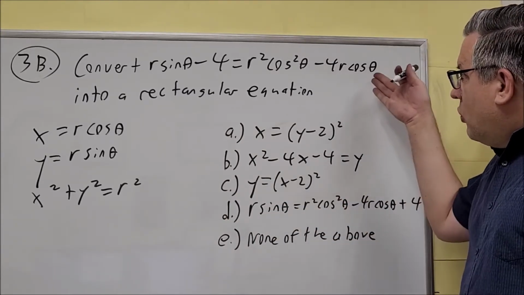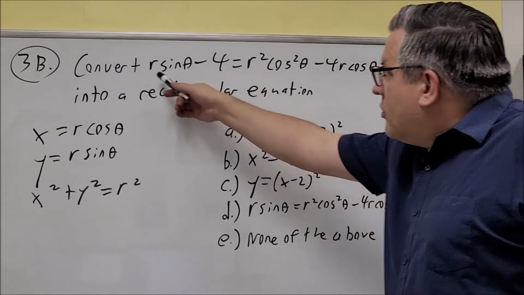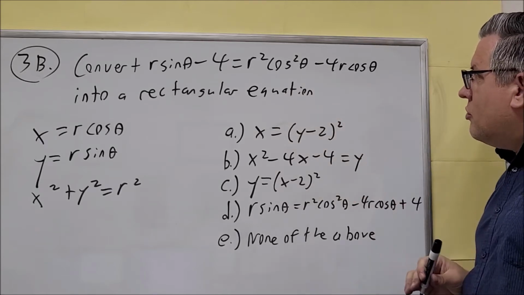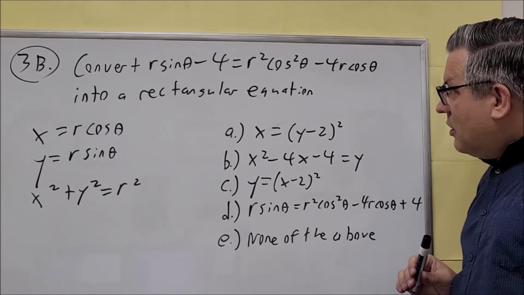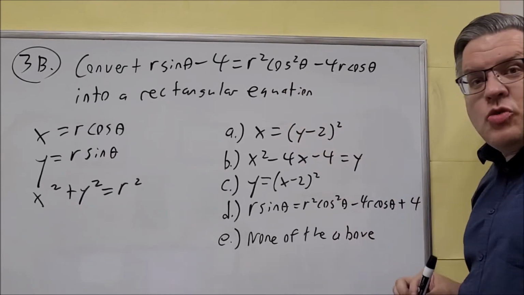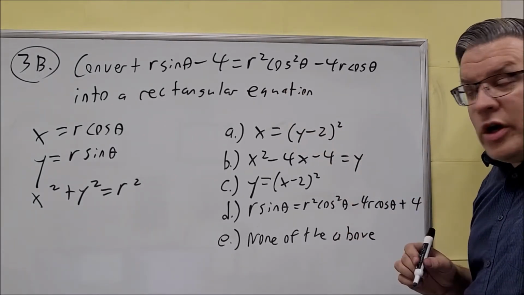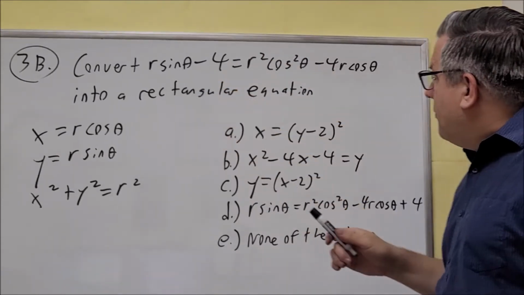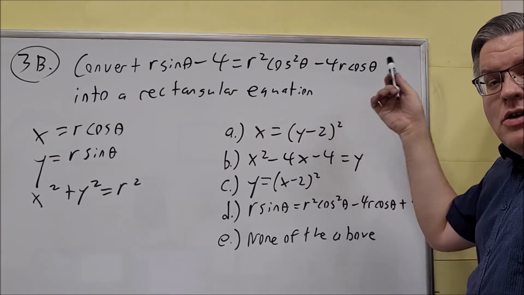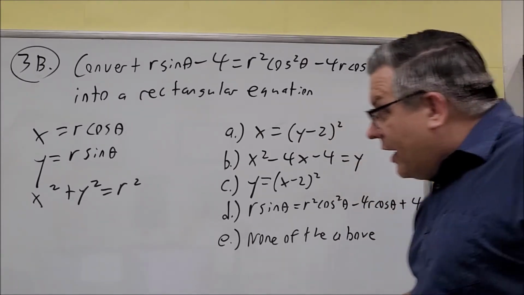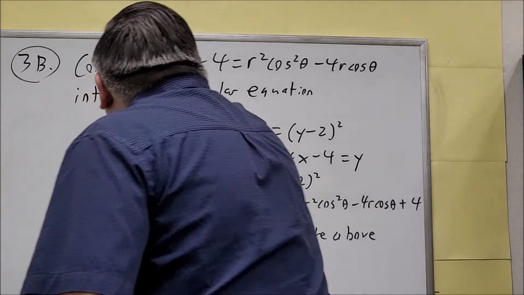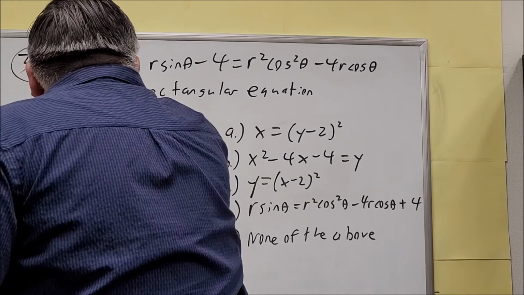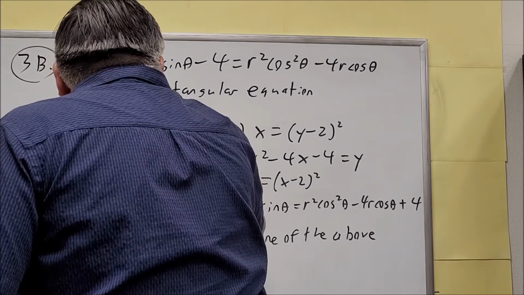So we want to look at what's written here. We have r sine theta minus 4, then we have this, and we have this. So it looks like we can just substitute directly in on this one. Now if you have r squared and cosine squared, we can write that as r cosine quantity squared, which means that this is going to turn into an x squared. This will be a y, and that's going to be a minus 4x. So let's go ahead and write that out now using these substitutions. So we're going to have y minus 4 is going to equal x squared minus 4x.